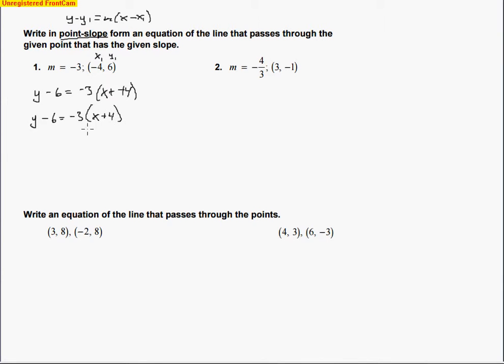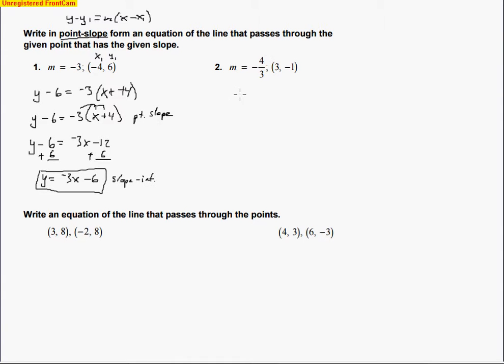Now if I was to continue on, then I would end up putting it in slope-intercept form, which is nice because then it'll give us what that y-intercept is. I already know the slope because it's the negative 3 here, so I just don't know the y-intercept yet. So if I was to find that, I would distribute. So negative 3x minus 12, and then I'd add the 6. And that will give me what my y-intercept is along with the slope. So negative 3x minus 6. And negative 6 is the y-intercept. Negative 3 is the slope. That is slope-intercept form.